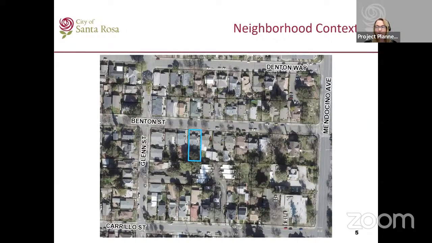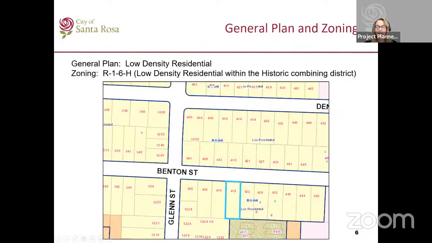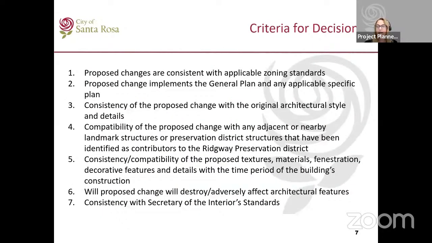This slide provides neighborhood context for the property, which is seen here outlined in blue. This slide shows the overlay of the city's general plan land use designation and zoning district, which is residential. And this slide outlines the criteria for the zoning administrator to make a decision on the minor landmark alteration permit, which speaks not only to the development standards applicable to the project, such as setbacks and height requirements, but also that the project is consistent with the architectural style of the home.